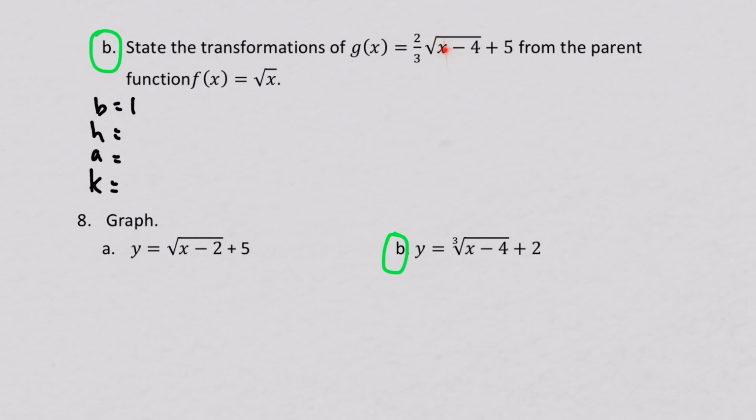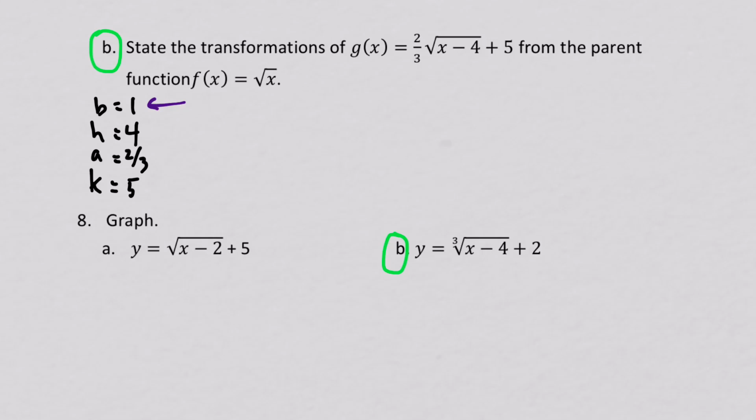H is inside with the x. It's either being added or subtracted from x, so there it is. H is 4, because it's always supposed to be x minus h, right? So in this case, it's positive 4. A is out here in front, always, 2/3. And k is 5. And using that, I can pretty much figure out what's happening to the function, what the transformations are. So for example, b is 1 means that there is no vertical stretch, no horizontal stretch, no horizontal compression, no reflection. B has no effect because it's just 1.